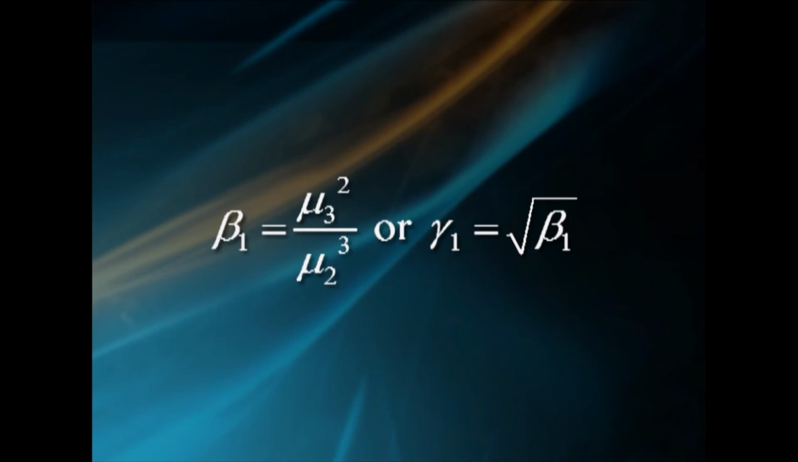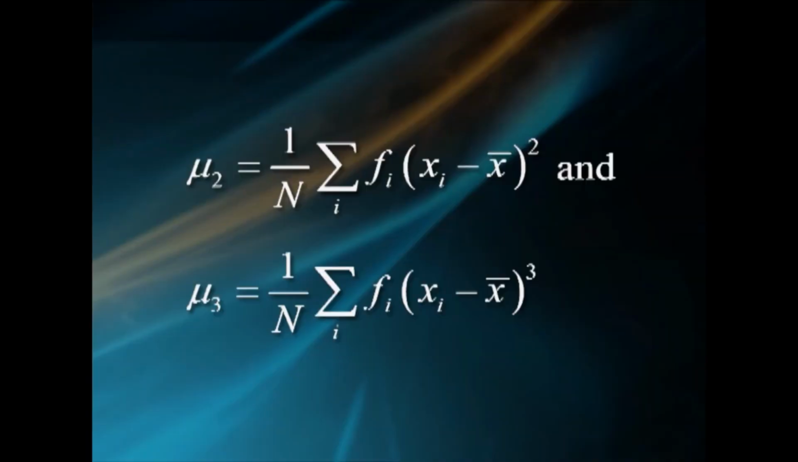The coefficient measure of skewness based on moments, denoted by beta 1, is equal to mu 3 square by mu 2 cube, or gamma 1 equal to square root of beta 1. Mu 2 and mu 3 are the second and third central moments of the observations, where mu 2 equal to 1 by capital N summation over i Fi into (xi minus x bar) all square, and mu 3 equal to 1 by capital N summation over i Fi into (xi minus x bar) all cube.